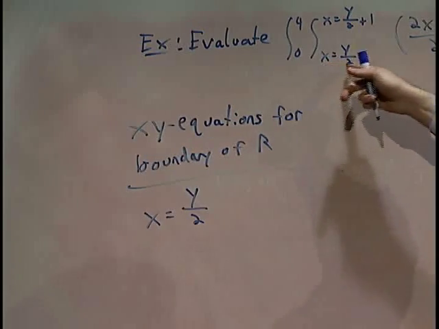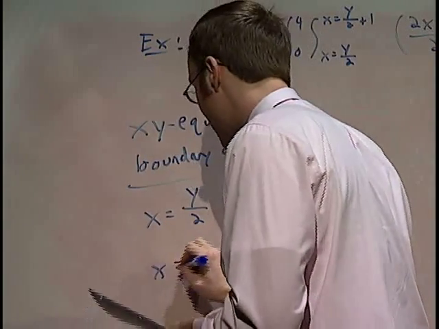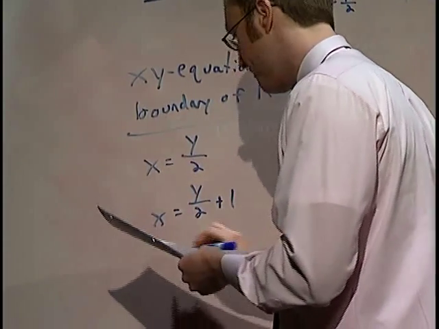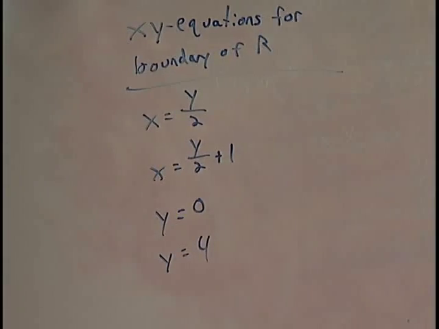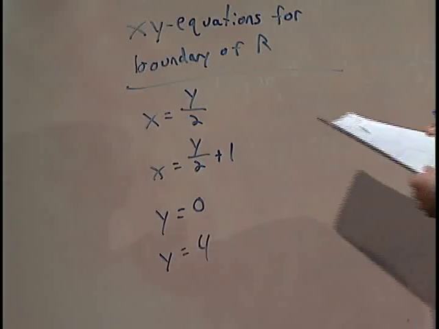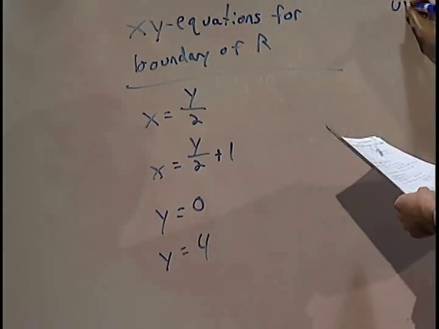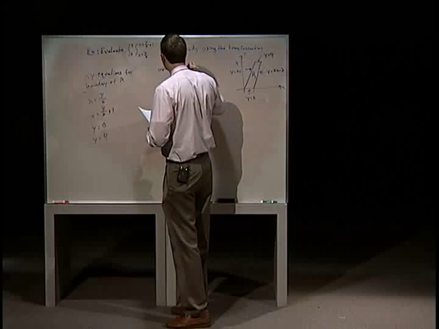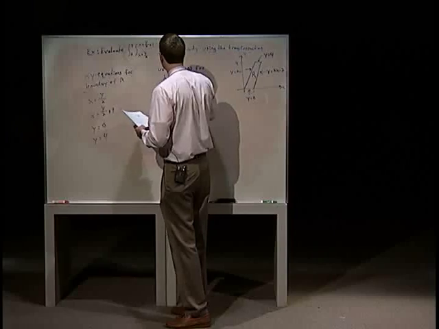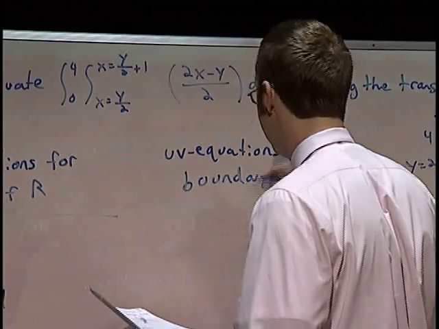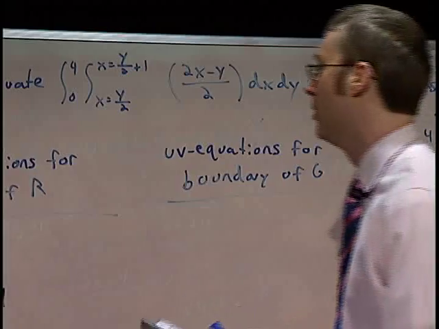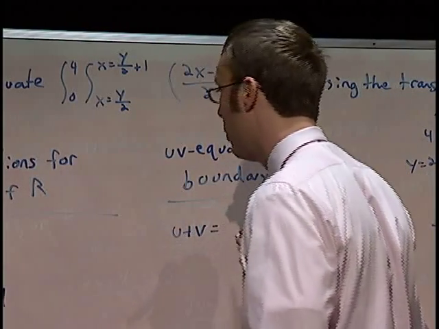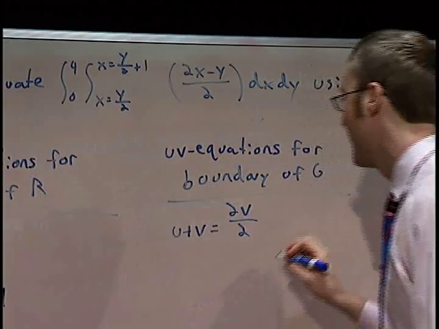So I'll just put in terms directly of the integration limits. And x equals y over 2 plus 1, and y equals 0, and y equals 4. So remember, these first 2 were exactly the same as y equals 2x and y equals 2x minus 2. Writing them either way won't make a difference in your answer. Okay? So there's the boundary of R. Now let's write down UV equations for the boundary of our new region G. Right? So I want to take each one of these bounding pieces of R and form a new boundary piece of G. Okay? Well, x is u plus v, y is 2v, so we just plug straight in, right?